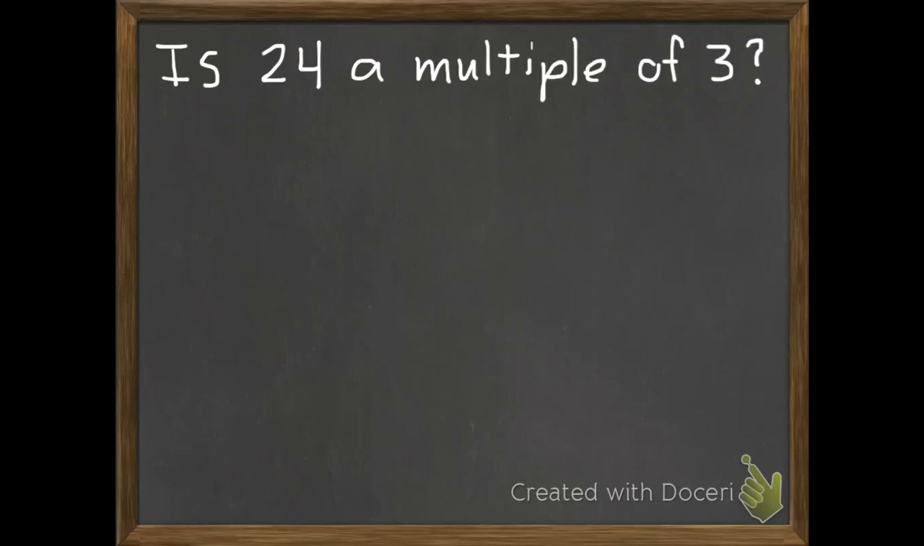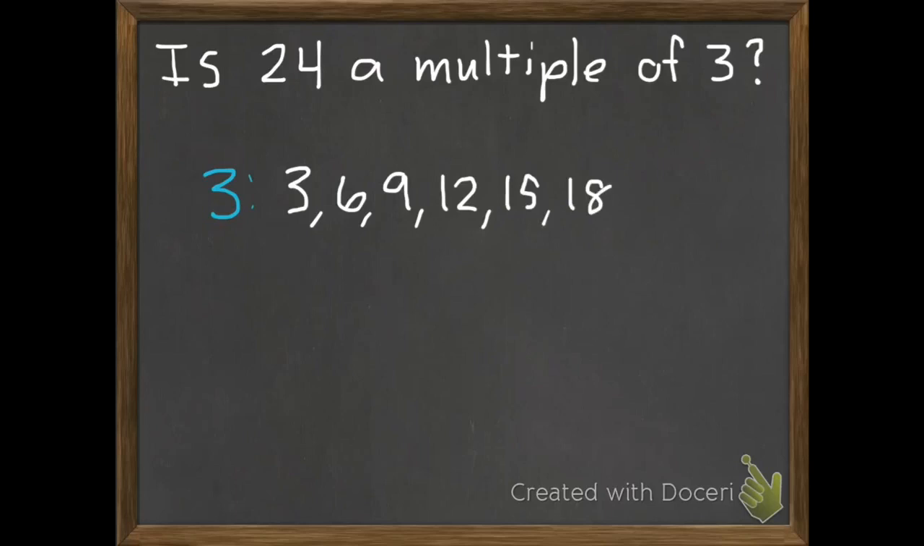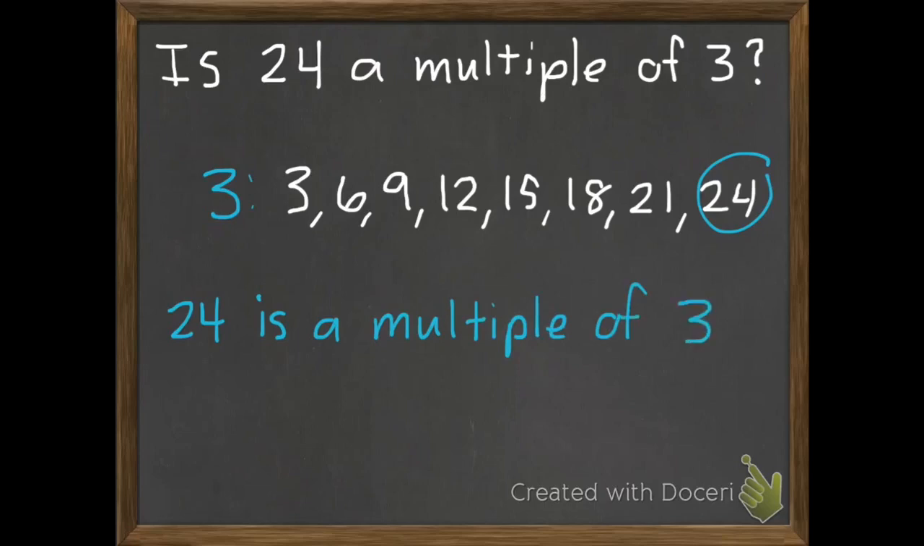Our next problem is, is 24 a multiple of 3? Once again, you might know this just by looking at it, but let's write down all our multiples. Our multiples of 3 are 3, 6, 9, 12, 15, 18, 21, 24. So there we go. 24 is a multiple of 3.